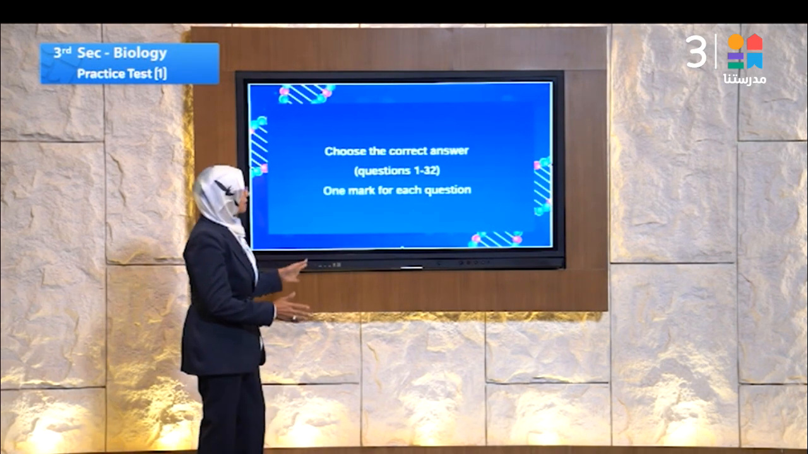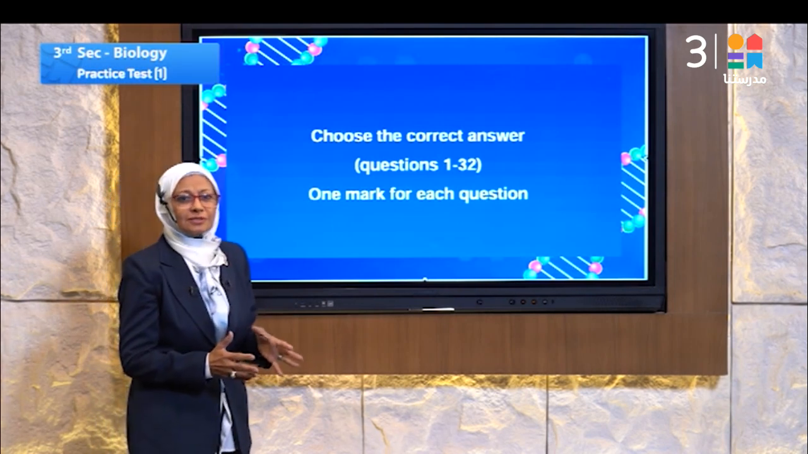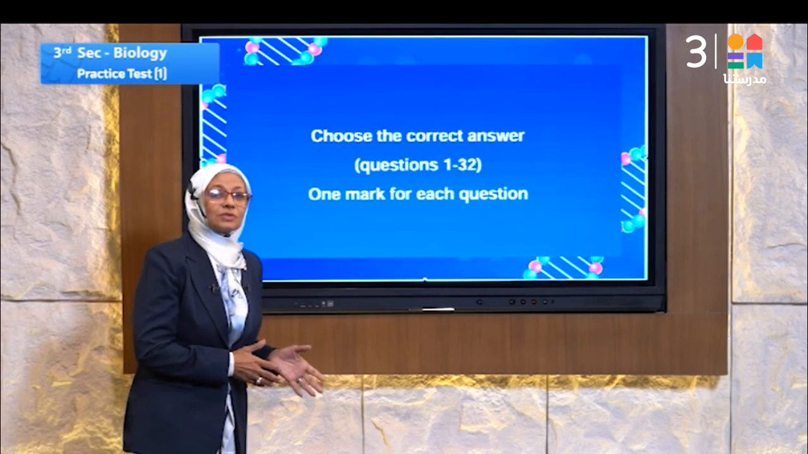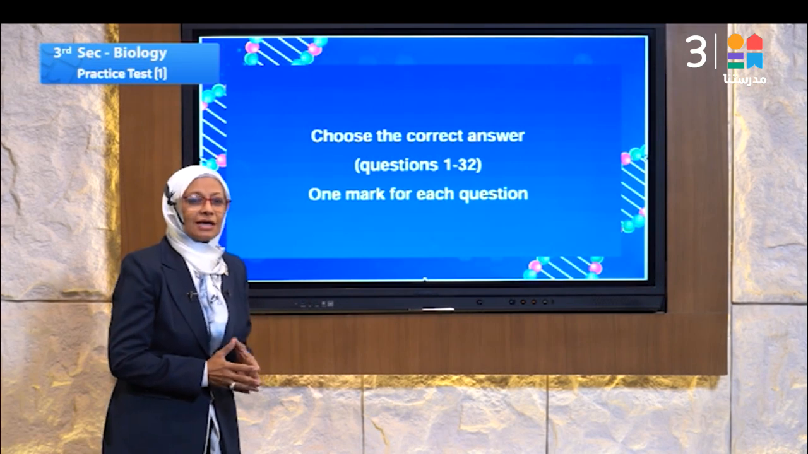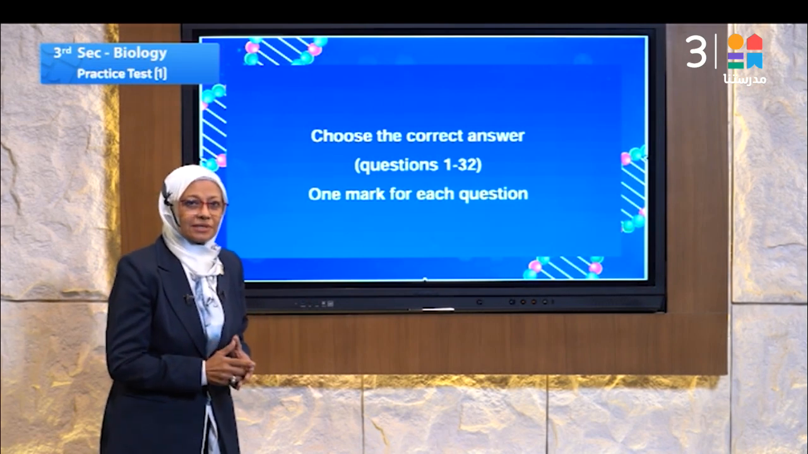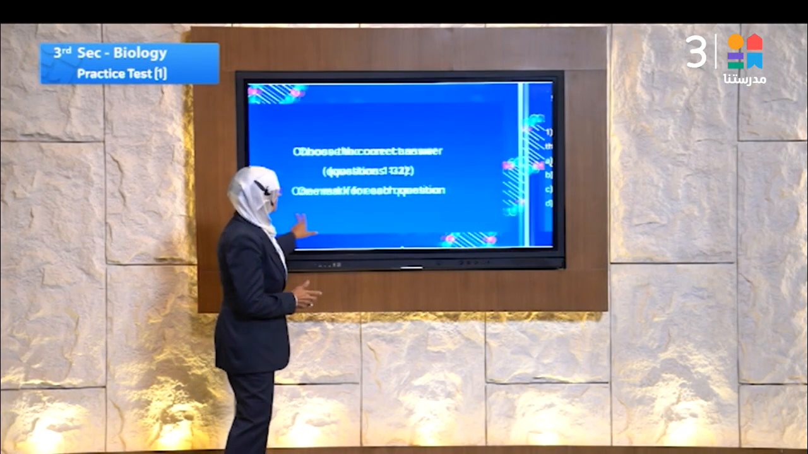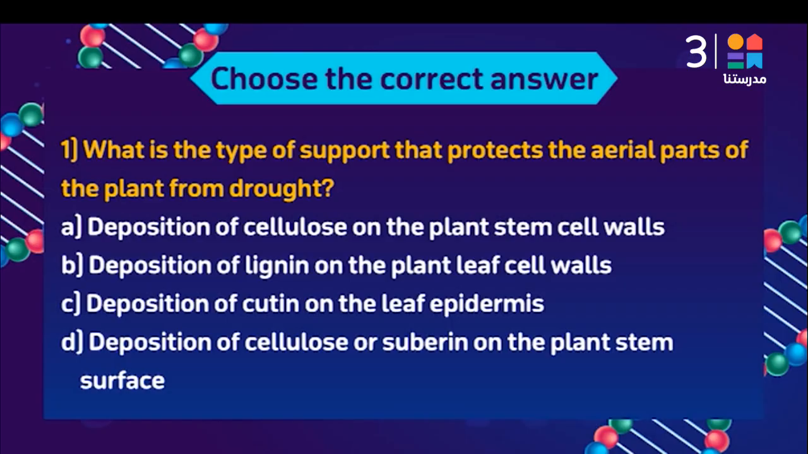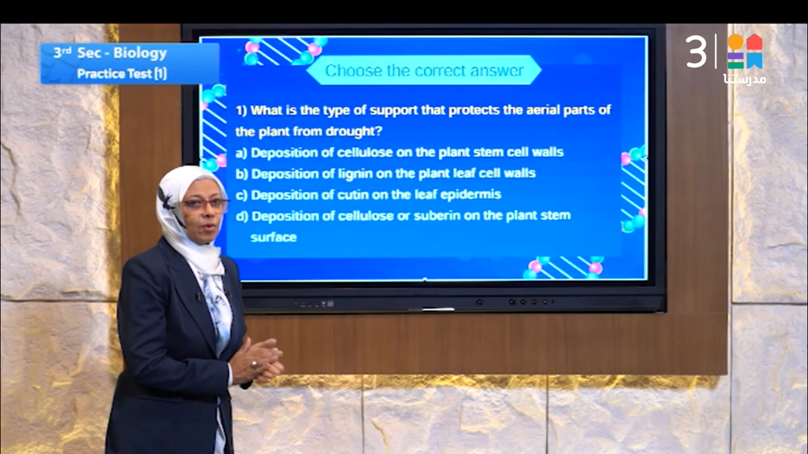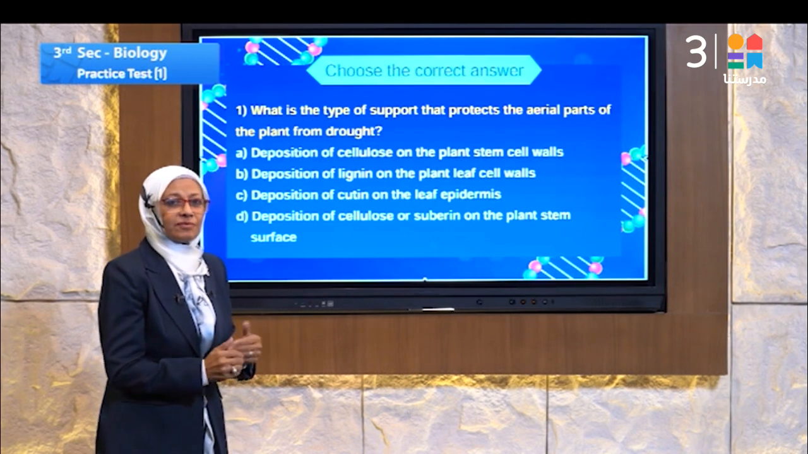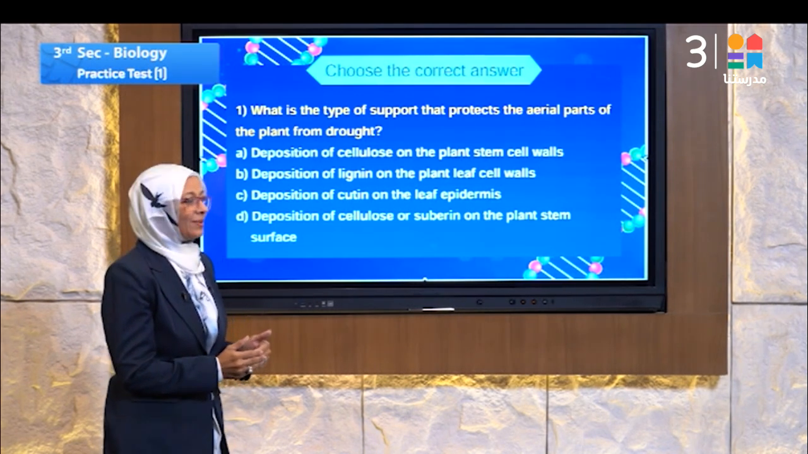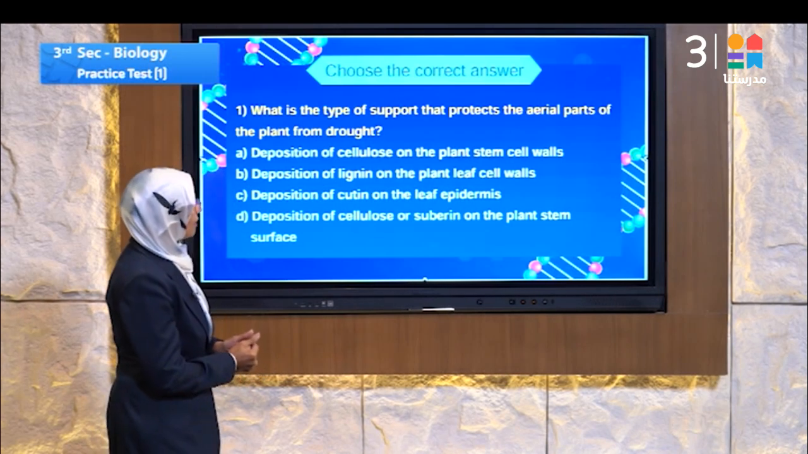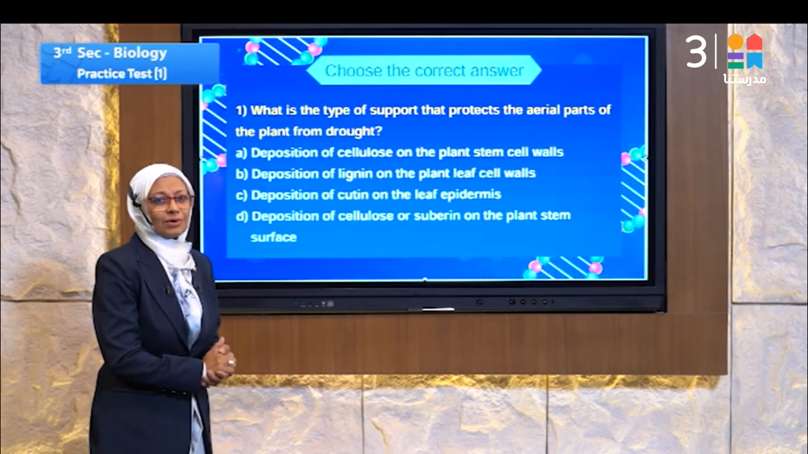Question number 1, there are a group of questions from 1 to 32. They have 1 mark only. Question number 1 speaks about what is the type of support that protects aerial parts of the plant from drought. The aerial parts are found above the ground. So we will choose one of these choices as the correct one.